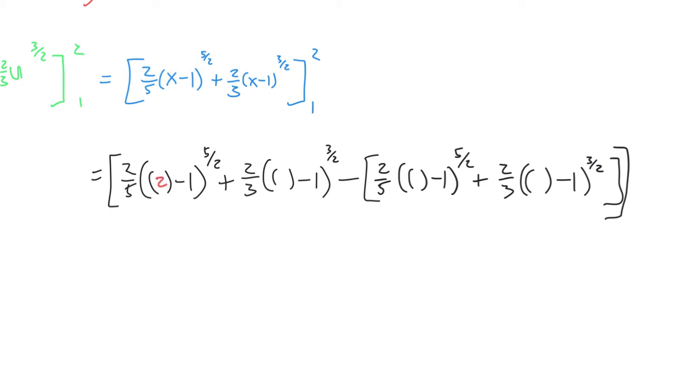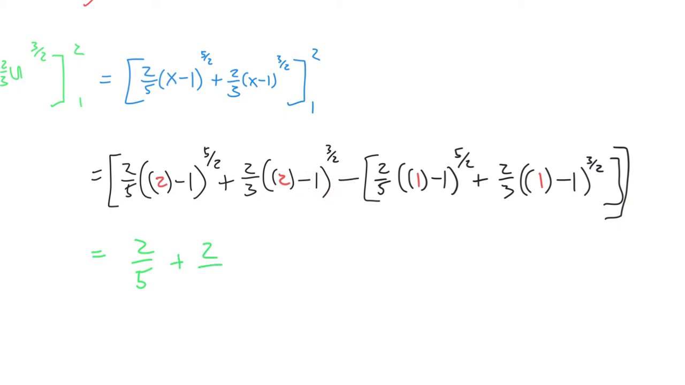So the first number is 2. The next number is 1. 2 minus 1 is just 1. 1 raised to the 5/2 is just 1. So that's going to be 2/5. 2 minus 1 is just 1. So it's going to be 2/5 plus 2/3.